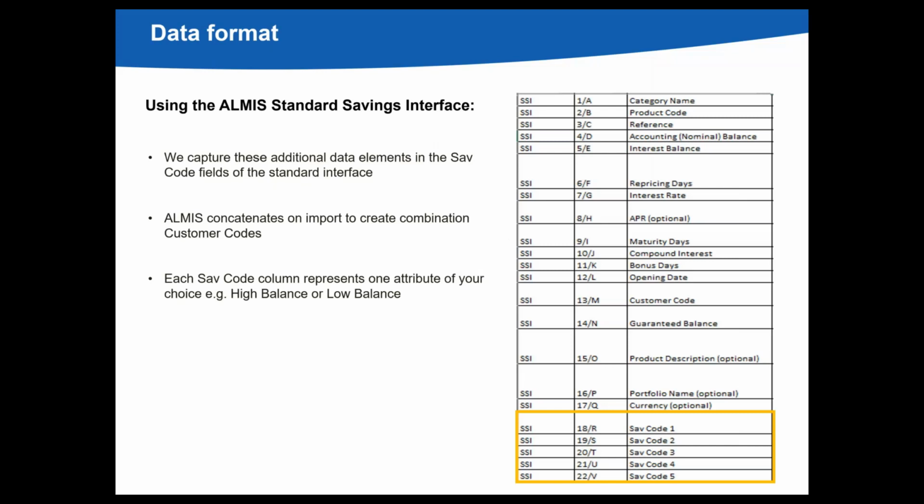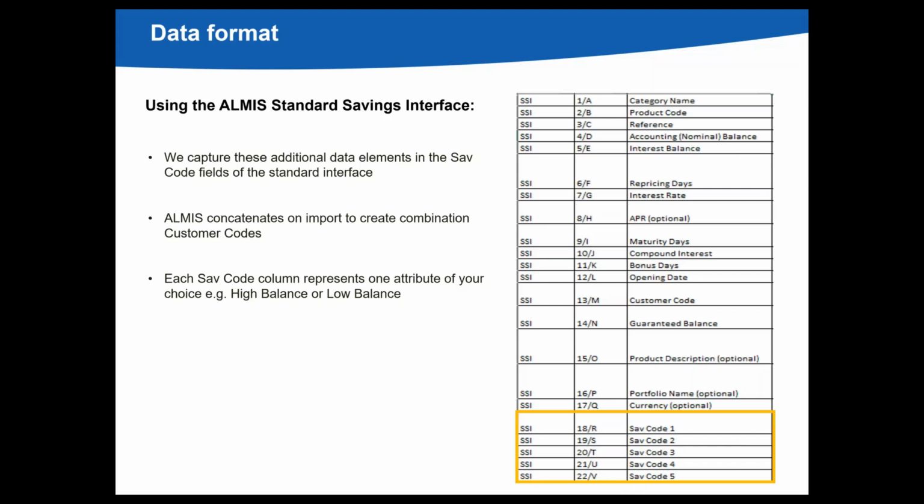A lot of you will be familiar with our standard savings interface, but I want to focus on 6 fields. There's the customer code field, which is field 13, and then we have SAV code fields, which are fields 18 to 22. To autopopulate and for Almis to create your customer codes for you, we need to capture in these fields the additional data elements that I've gone over on the previous slides, so things like if it's high balance and so on.